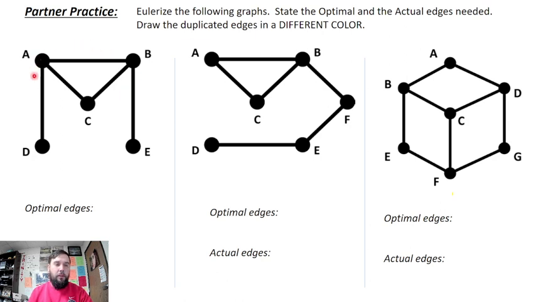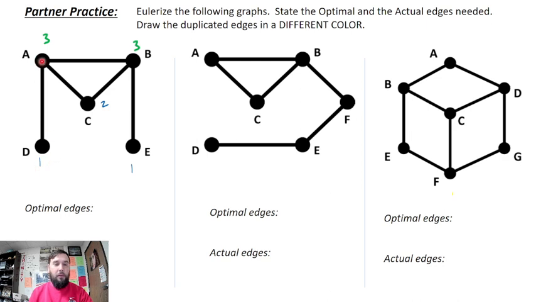So here's the first example, like this M kind of thing. Let's find the degree of every vertex. A has a degree of 3. B has a degree of 1, 2, 3. E has a degree of 1. C has a degree of 2. D has a degree of 1.